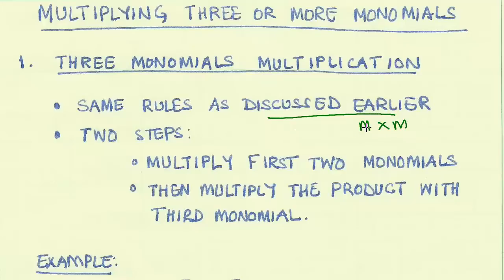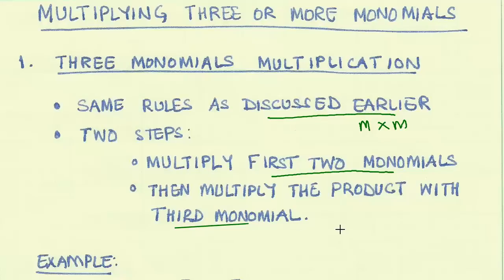Essentially, we multiply the constants separately and we also multiply the variables separately, and also follow the rules of exponents and powers. However, we need to understand one important exception: the final answer will now take two steps. We first multiply two monomials and get a result, and then that product of the first two monomials must be multiplied by the third one.